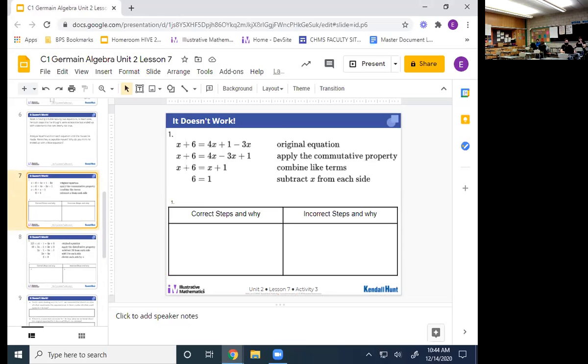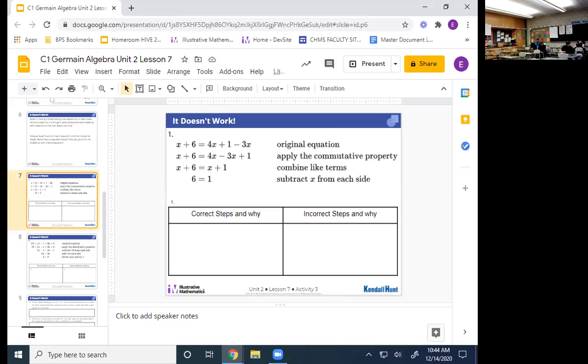Remembering when it says apply the commutative property, that means changing the order of things, keeping the signs, okay? So you're saying which of these steps is right, which of these steps is wrong, and why? Hint, the first one, there might not be any actual steps within it that are wrong. It might be like something else that's wrong.